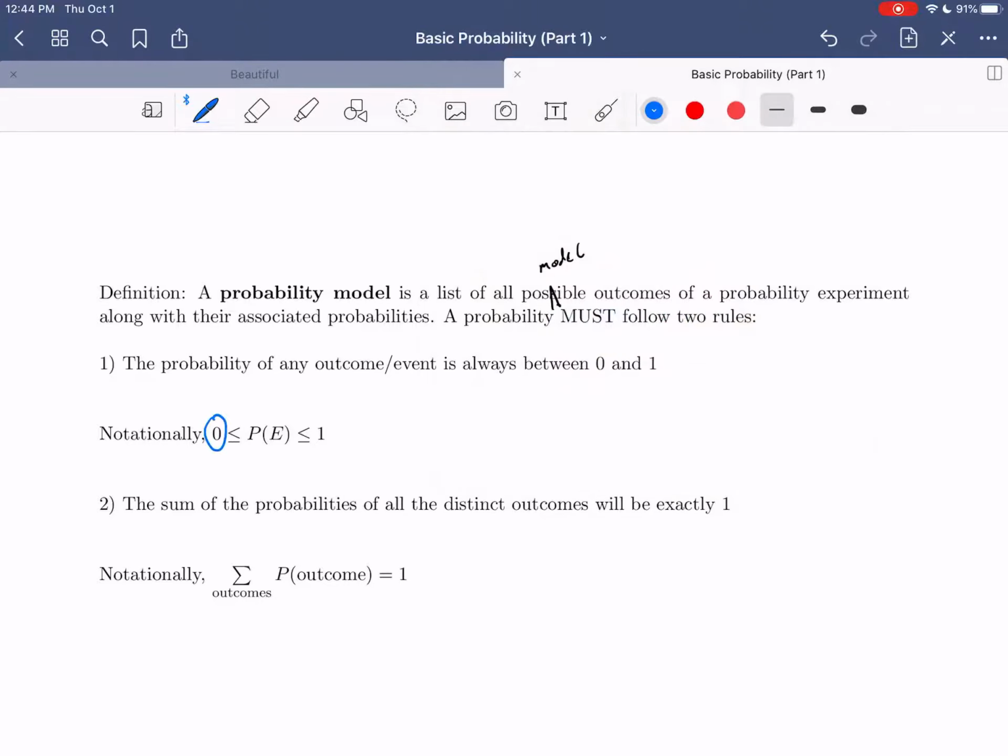A probability of exactly 0 means that you're talking about an impossible event, something that just simply cannot happen. That would be like flipping a coin and getting a 5.